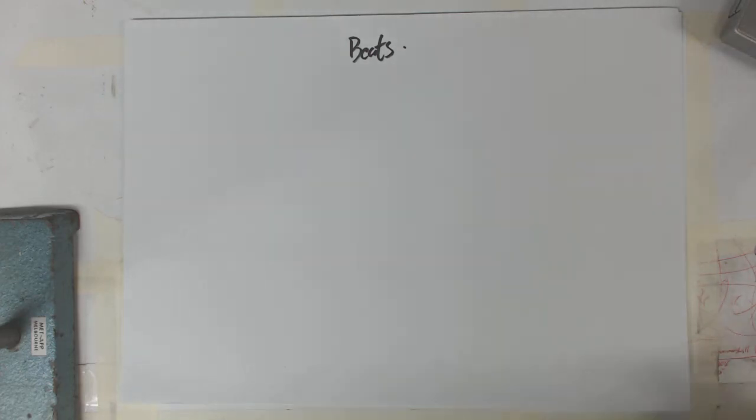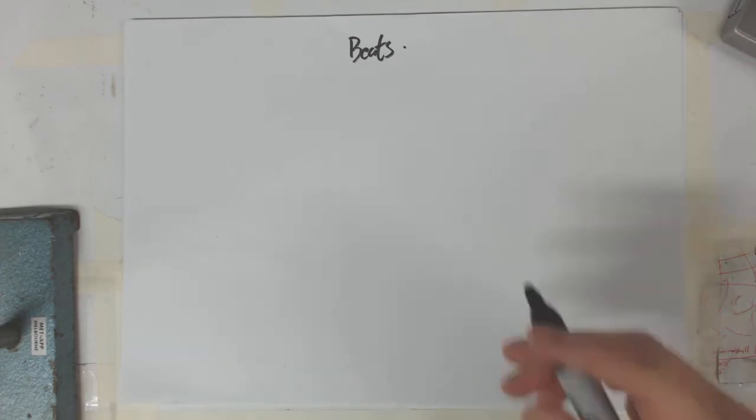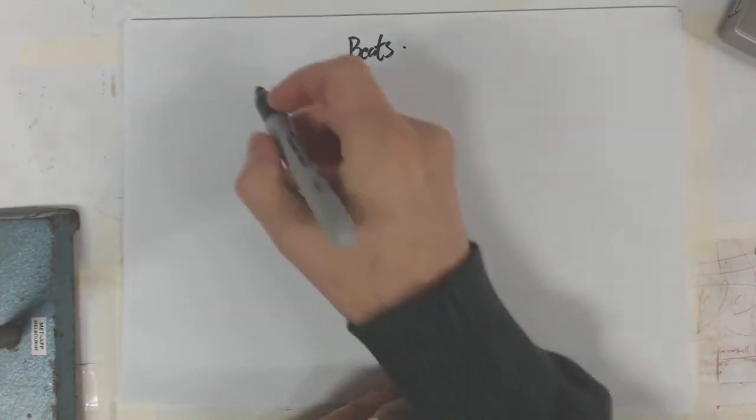What I want to look at here is beats. You probably learned a little bit about this already. This is where we're looking at two different frequencies and the superposition of them, or the combining of them, and we get this beating effect. But I want to do it a little bit mathematically.